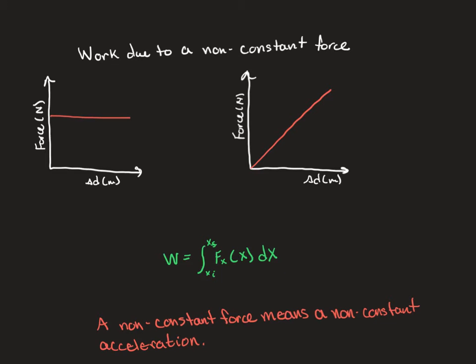Now, the work we've been discussing so far is due to a force that is constant. So the whole way through the motion, the force is going to have the same value. But what happens if it doesn't?